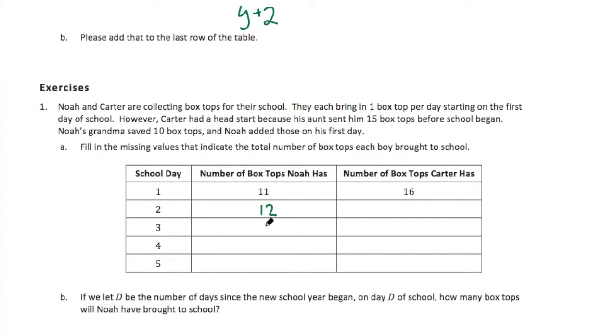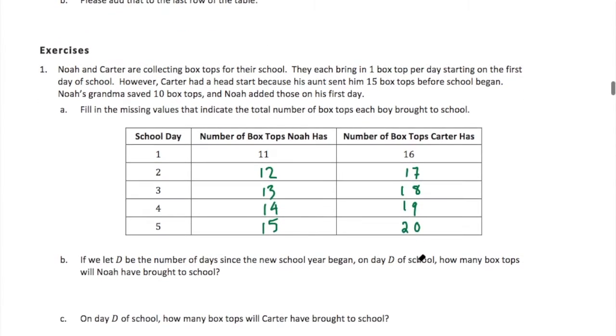Noah's going to go 11, 12, 13, 14, 15. And Carter's going to go 16, 17, 18, 19, and 20. But the more interesting pattern is if the day is D, how many box tops does Noah have? If you look, we go from 1 to 11, 2 to 12, 3 to 13. What are we doing every time? We're adding 10 to the day to find out Noah's box tops. So D plus 10 for Noah.